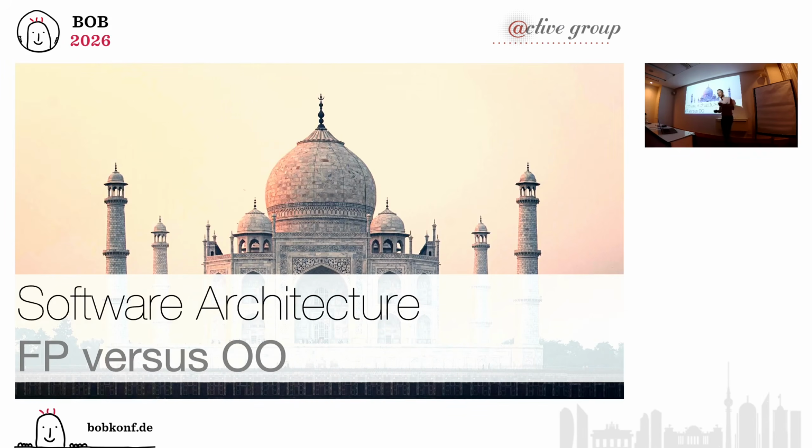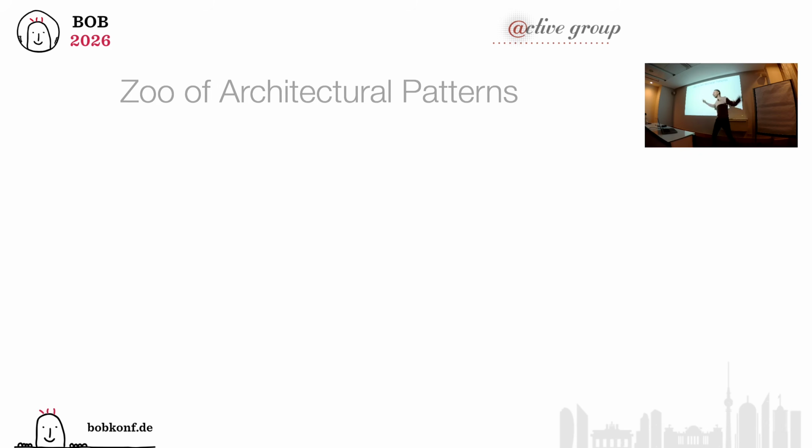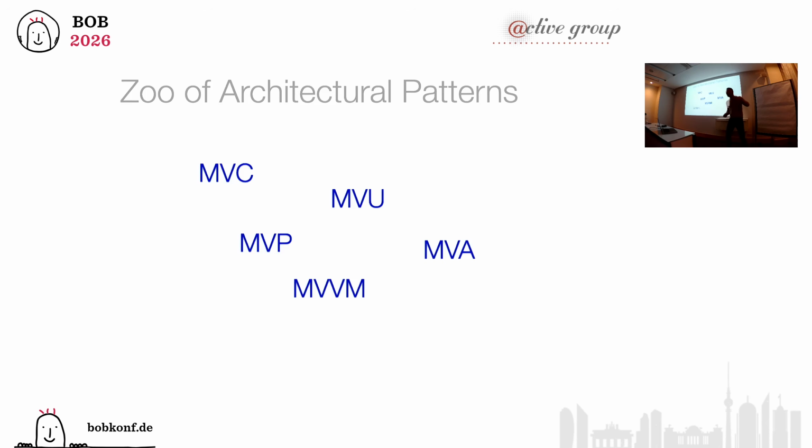OK. Now, before we look at how SwiftUI achieves that, let's take a step back and talk a little bit about principles of architectures for user interfaces. So there's this zoo of architectural patterns. Model view controller, model view update, model view presenter, model view adapter, model view model, model view model with a coordinator. And at that point, they got fed up. And the next one was Viper. OK. We don't want to discuss all of them.